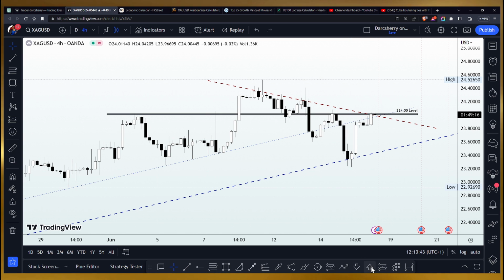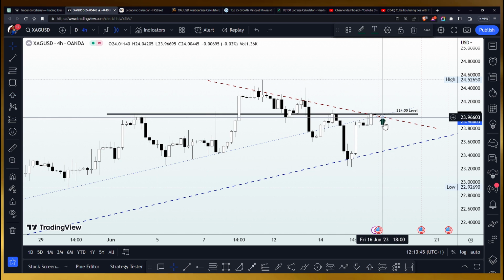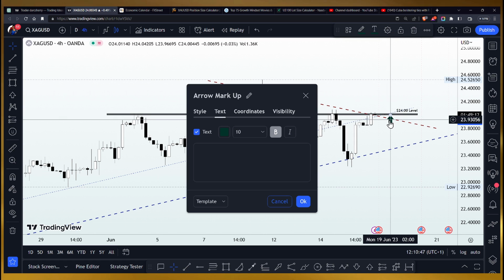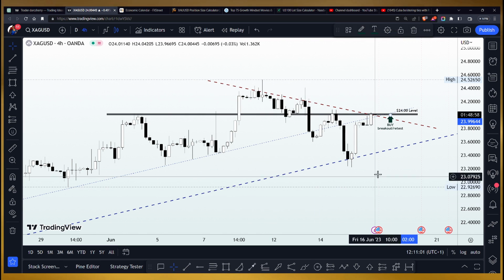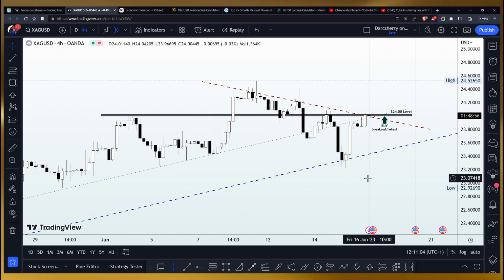And if price action climbs above the $24 level, then at this point we want to be considering buying the XAGUSD. So a breakout retest of the $24 level will definitely be welcoming an opportunity to buy the XAGUSD today. Now we want to scale down into a much lower time frame to see if we can identify a simple setup that we can actually use to guide that bullish momentum.